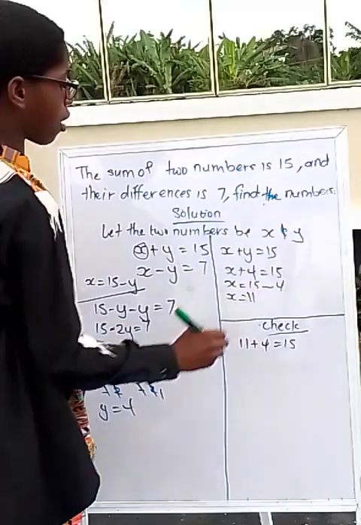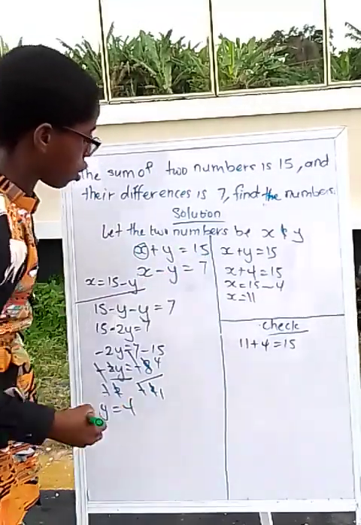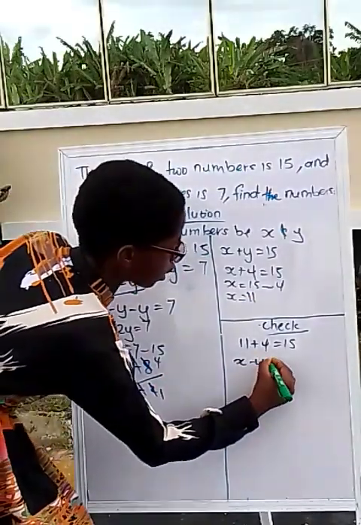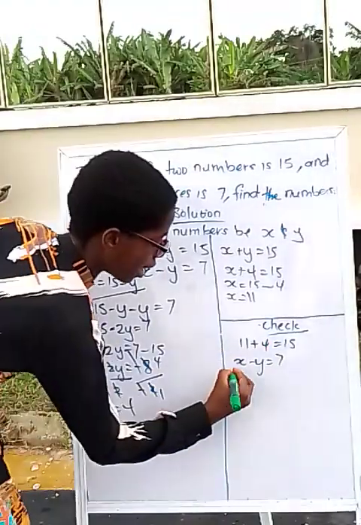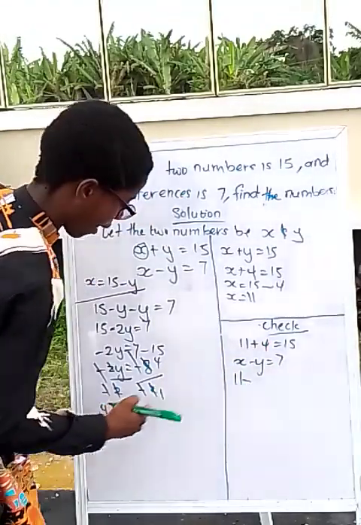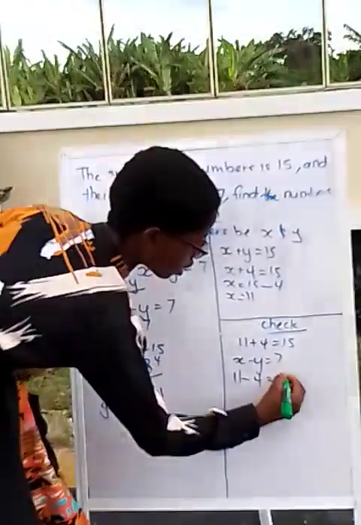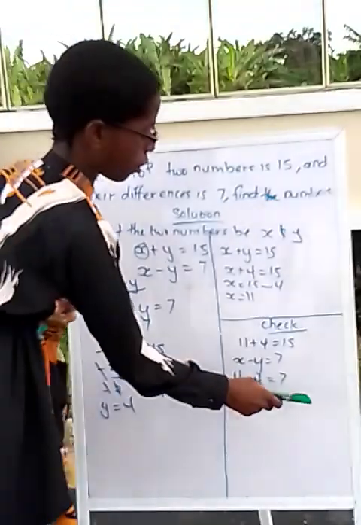Now, let's look at equation 2. x minus y equals 7. x is 11 minus y is 4 equals 7. And 11 minus 4 will give us 7. So that means we are correct. Now let's move on.